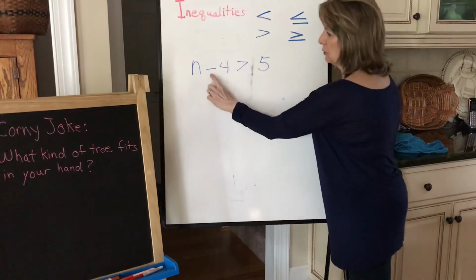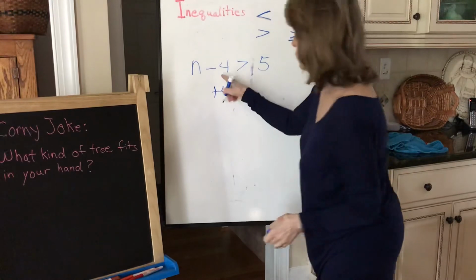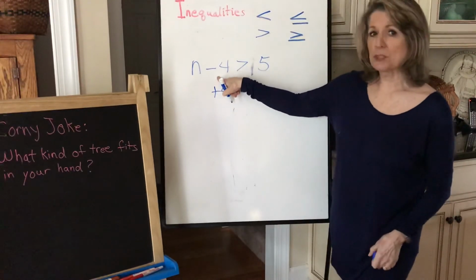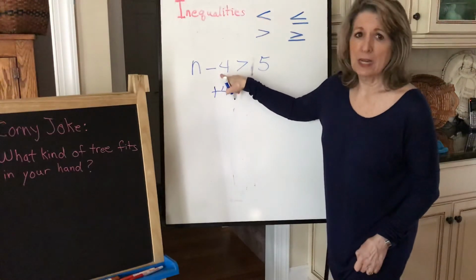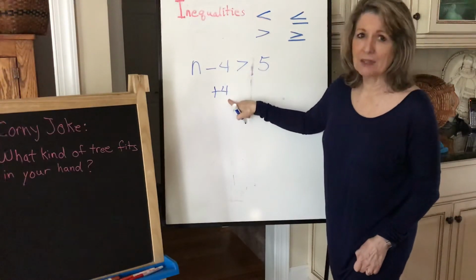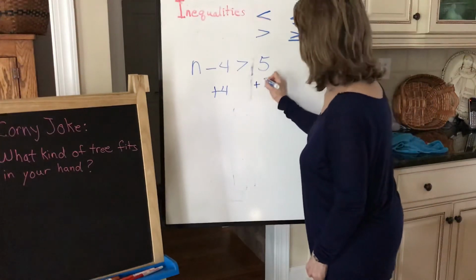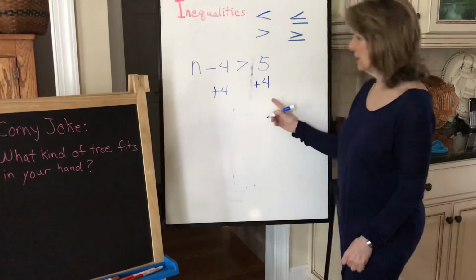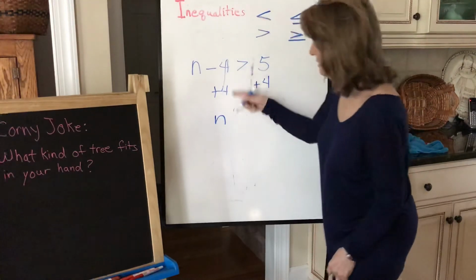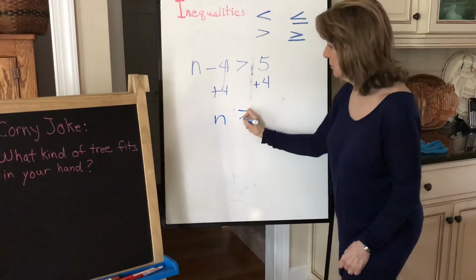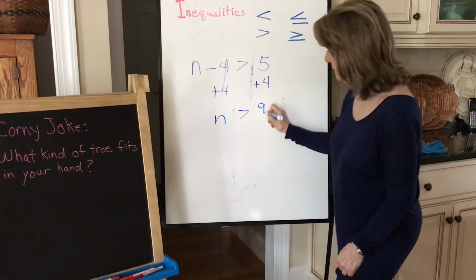So what we're going to do is we're going to add 4 to each side because you guys know that the 4 was originally subtracted from the n, and when you owe me $4 and then you give me $4 back, now you owe me 0, and we were going for that 0. So we're going to add 4 to each side of that inequality. Then we're going to be left alone with n because that makes 0. Copy down your greater than sign, and 5 plus 4 is 9.